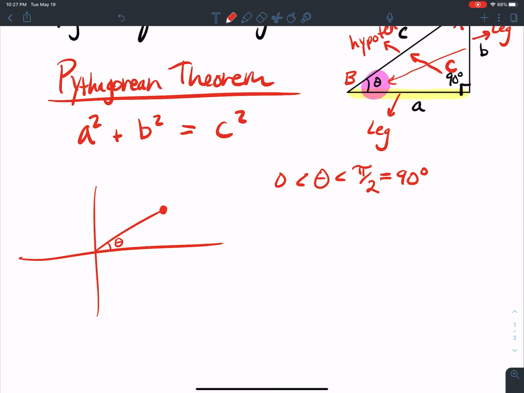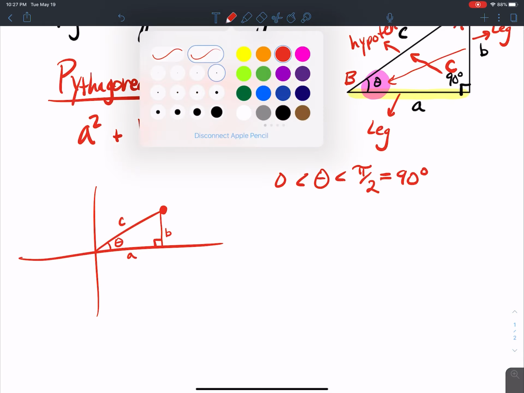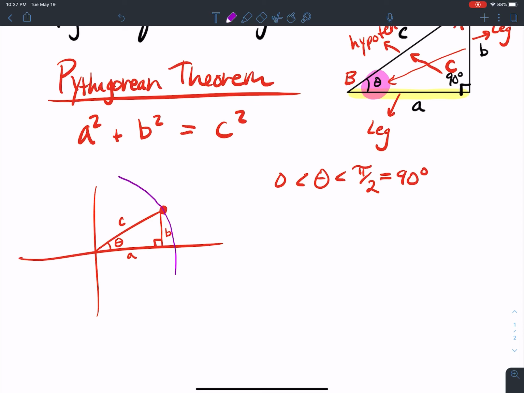All right, so if this is side A, this is side B, and that's side C, that's a right triangle, then we can draw a circle. Okay, the equation of this circle is x squared plus y squared equals c squared. Okay, c is that radius there. So now we can use trigonometry to define what's going on here.